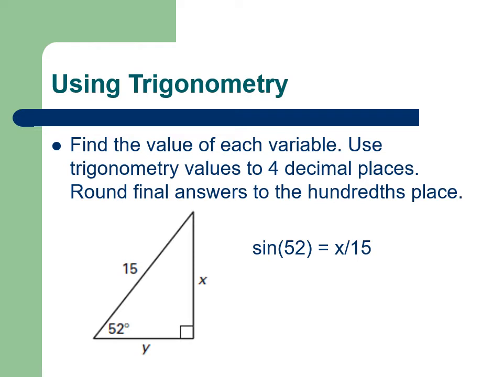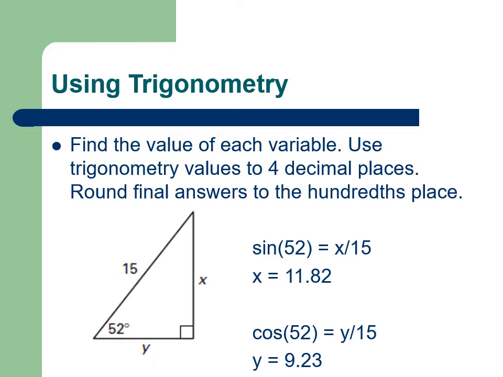Now, I'm going to use my calculator, and it's going to give me a decimal. If I plug in sine of 52, it's going to give me a decimal, and I'm going to use that in order to solve for x. And I'm getting 11.82 as my value for x. Now, I could use the Pythagorean theorem with 15 to find the missing side, but I want to stick to using trig.